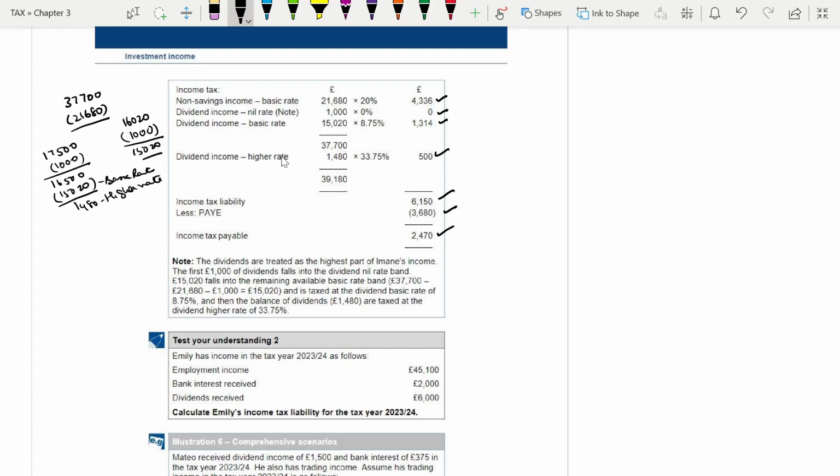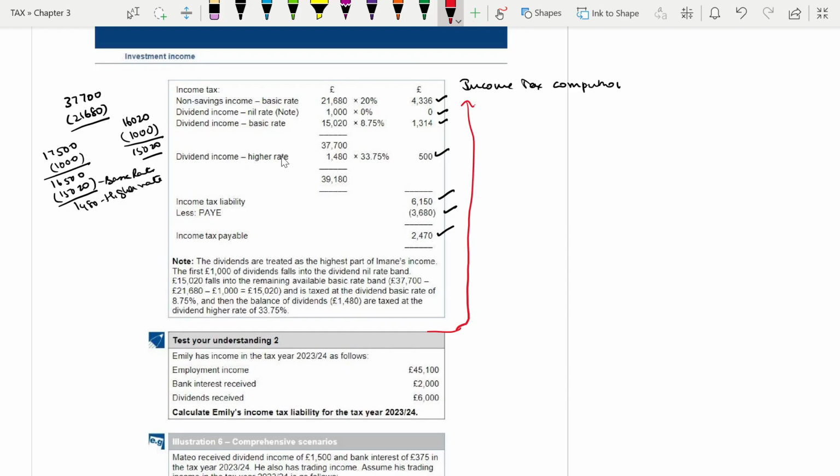See, the income tax computation. This is for this one. Fine. What are they asking? They are asking you to calculate the income tax liability for the tax year. Employment income, bank interest received. This is a very comprehensive scenario.